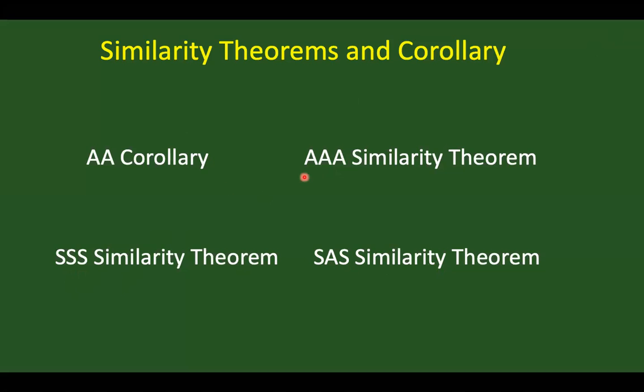And these three theorems and one corollary can be used to determine if the given triangles or pair of triangles are similar or not. All right. And we will be choosing which of the four theorems or corollary are the best way to describe that the two triangles are similar or not. So let's continue with this similarity.